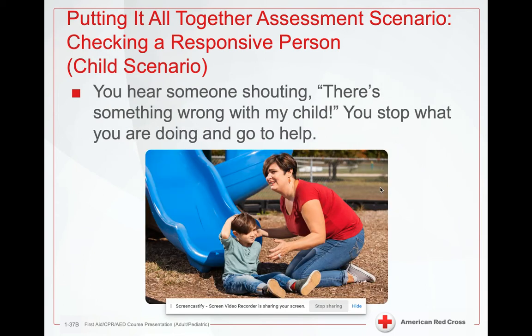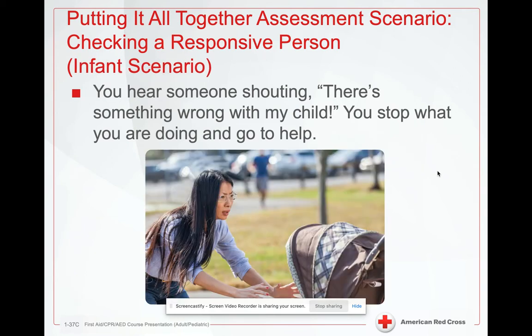So with a child scenario of a responsive person, we hear someone shouting, "There's something wrong with my child." We stop what we're doing and we go to help. Again, in this scenario, because it's a child that has a guardian there, we can obtain consent from that guardian. We want to then interview the guardian or parent there with that SAMPLE format of questions, and then we would go ahead and go through a head-to-toe check as well.